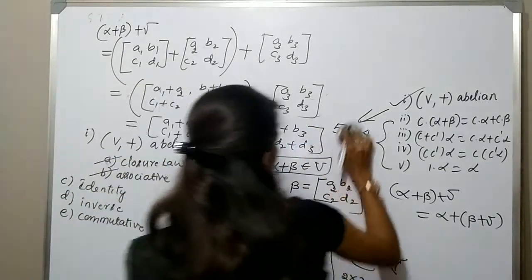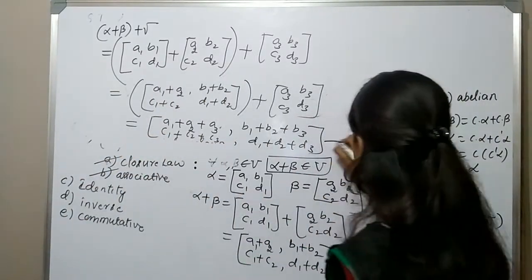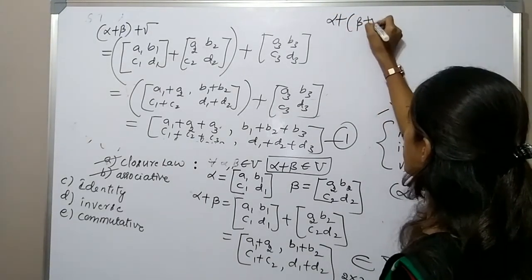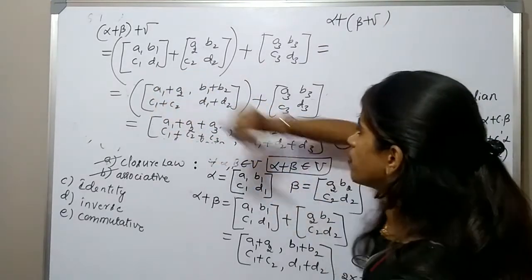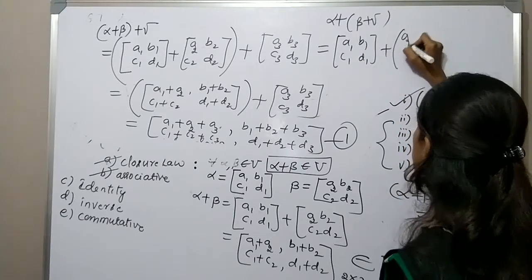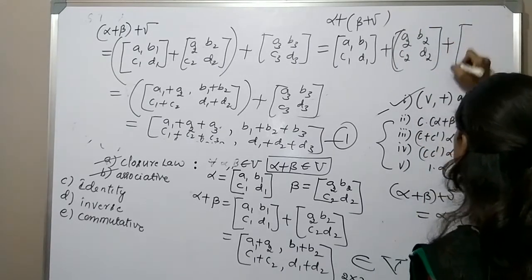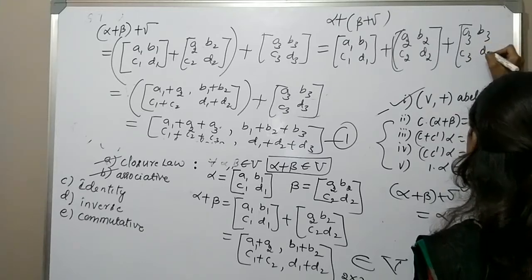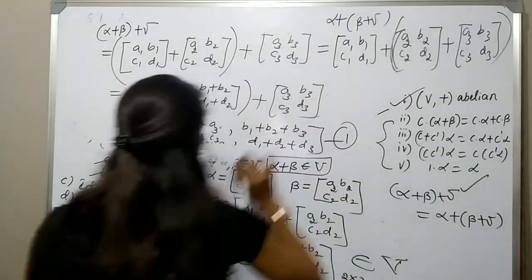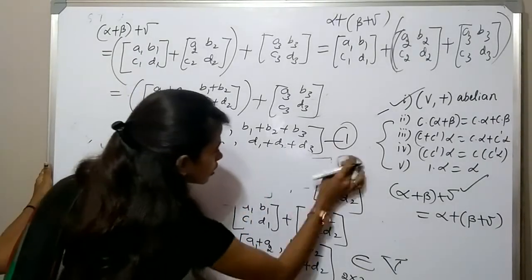So this is the LHS. Next, if I consider alpha plus (beta plus gamma), in place of alpha, A1, B1, C1, D1, in place of beta, A2, B2, C2, D2, that is the matrix, plus in place of gamma, A3, B3, C3, D3 within the bracket. If I simplify this, I get a similar result.